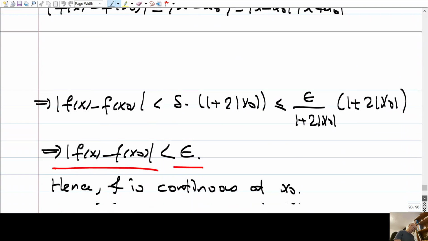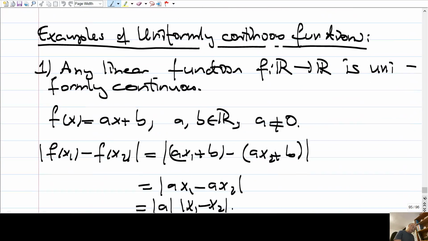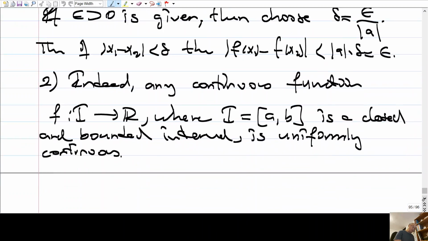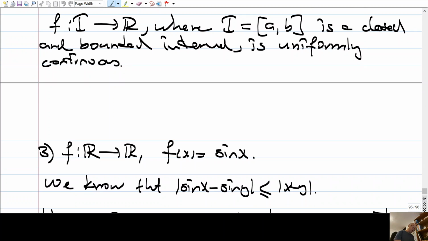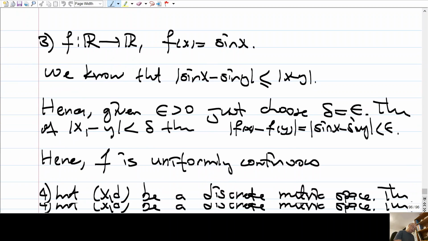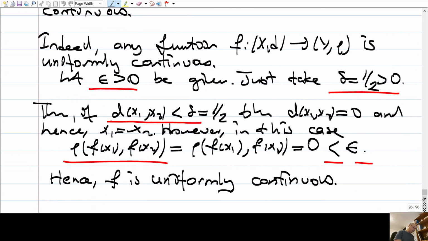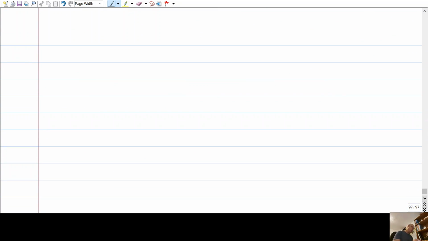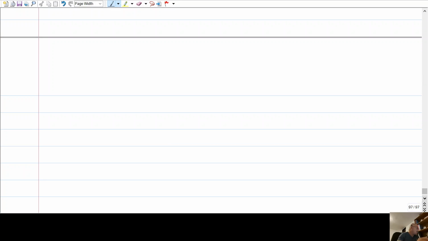We discussed this example. And then we saw another example, I guess sine x, right? Linear functions are uniformly continuous. I mentioned that on a closed interval, every continuous function is uniformly continuous, but the proof will require a compactness argument, so we will postpone that. We have seen sin x, and we have seen finally that any function on a discrete metric space is not only continuous but uniformly continuous.